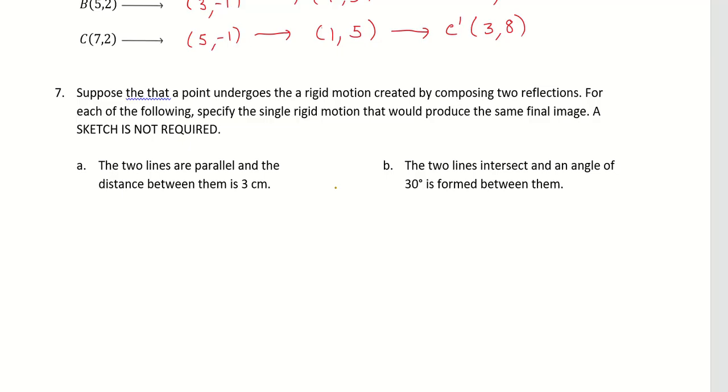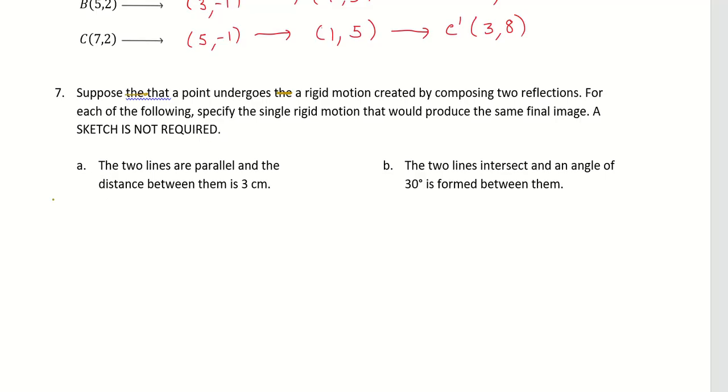So suppose that, and we're just going to cross that out here. Suppose that a point undergoes a rigid motion by composing 2 reflections. So if we wanted to look at this and write each of the following as a single rigid motion, there are a couple theorems that we've seen that will address exactly this.